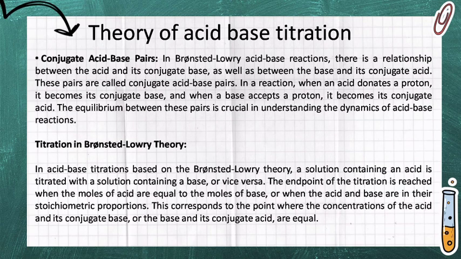Now, conjugate acid-base pairs. In Bronsted-Lowry acid-base reactions, there is a relationship between the acid and its conjugate base, as well as between the base and its conjugate acid. These pairs are called conjugate acid-base pairs.